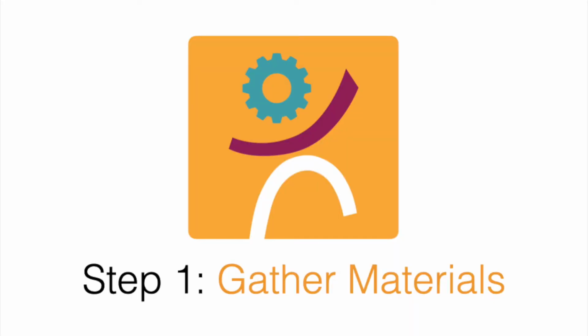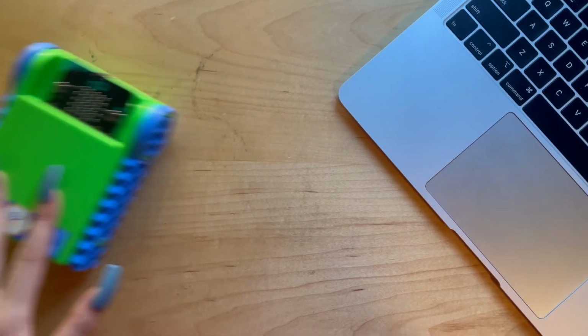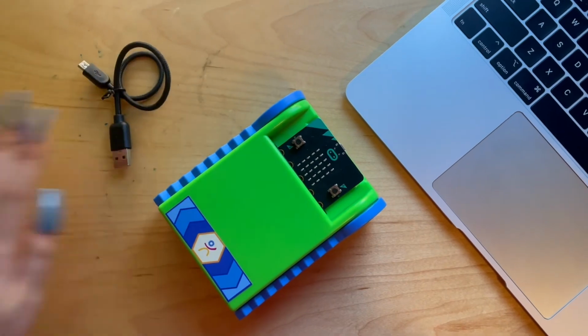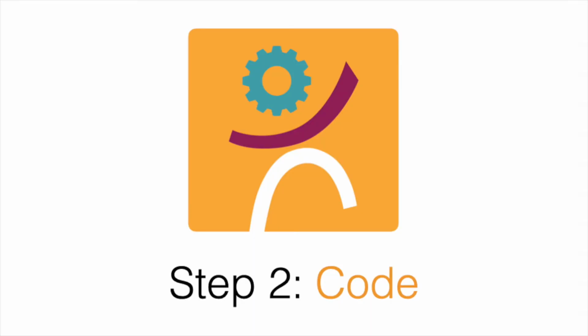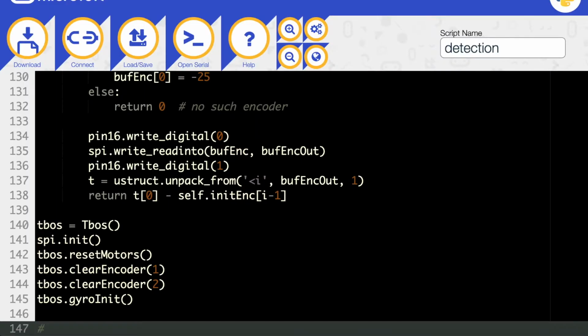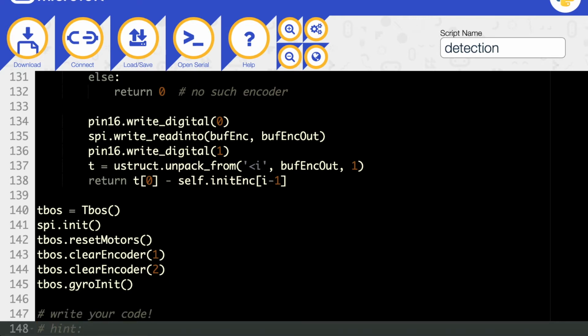Step 1. Gather materials. Gather a computer, a Trashbot, and a micro USB. Step 2. Code. Code a program that displays a smiling face until either button A or button B is pressed 3 times in a row. The Trashbot should then read suspicious and display a sad face.